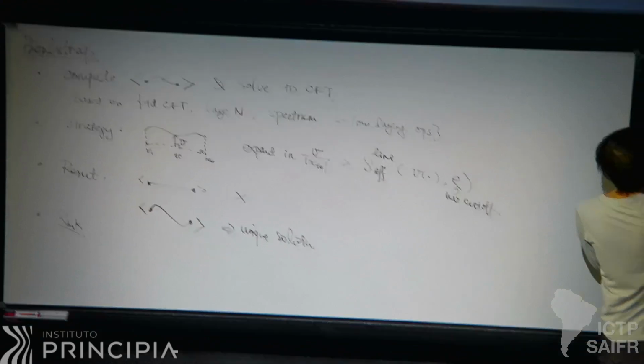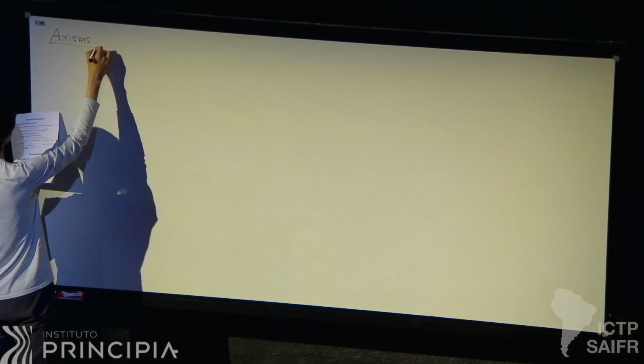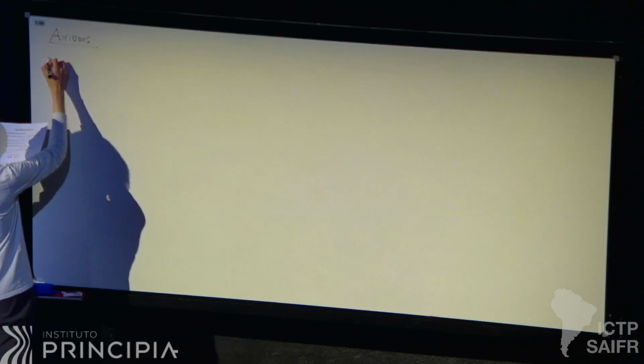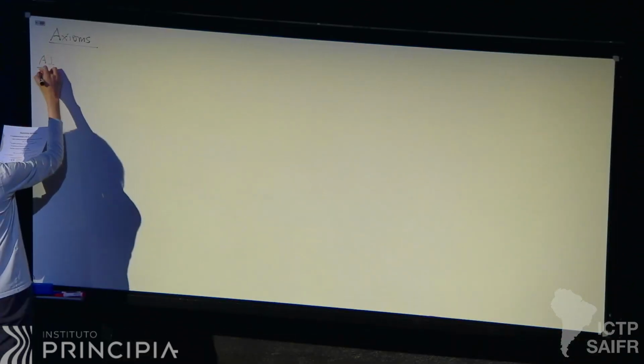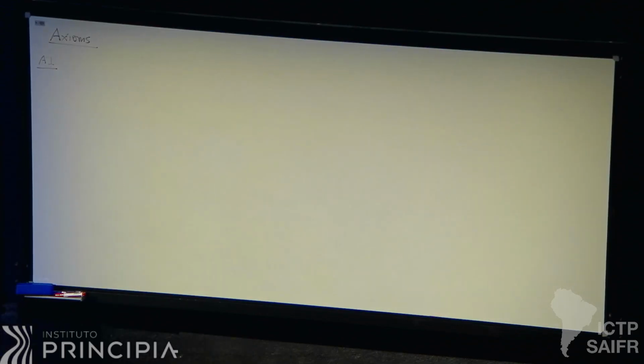In order to do bootstrap, I have to set some axioms, which is right here. But now I can be more explicit. I think this pen is not going to work. Let me change.